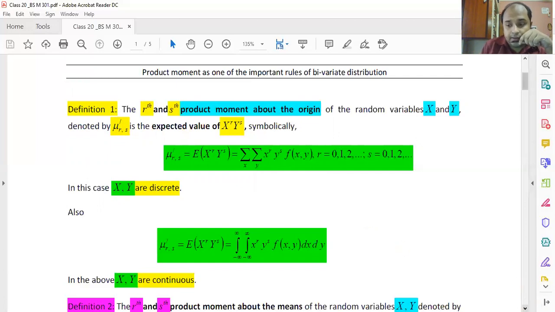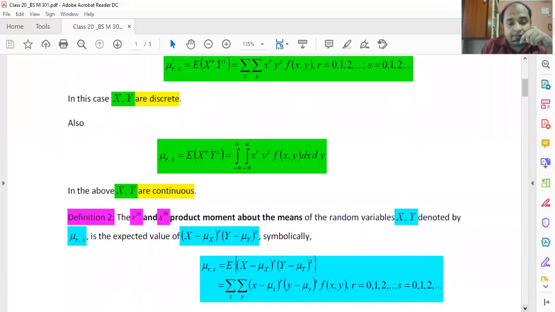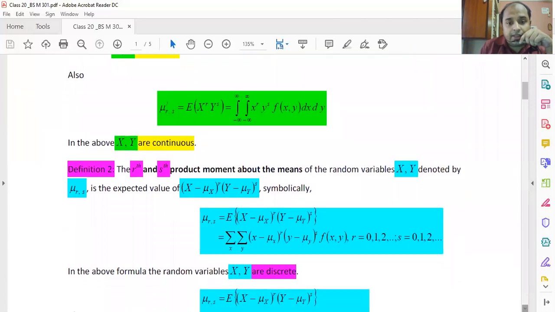Similar to that, the product moment about the means can also be defined in the following way. Try to recall the definition of moment about mean. What was that? Expectation of capital X minus mu, raised to the power r. That was the definition of moment about mean. So similar to that, the rth and sth product moment about the means of the random variables capital X and Y, denoted by mu r comma s, is the expected value of the quantity capital X minus mu suffix x raised to the power r multiplied by capital Y minus mu suffix y raised to the power s.